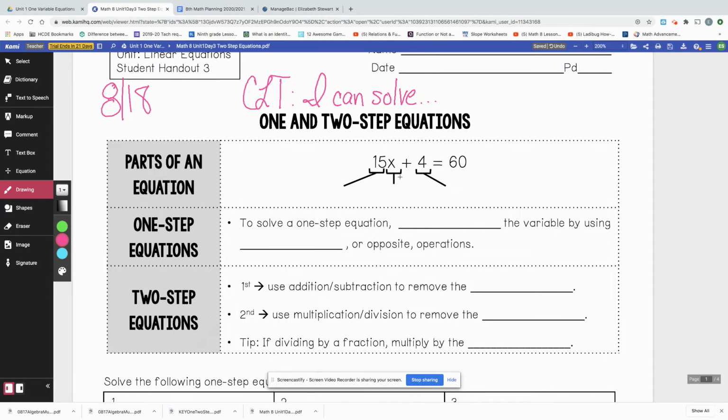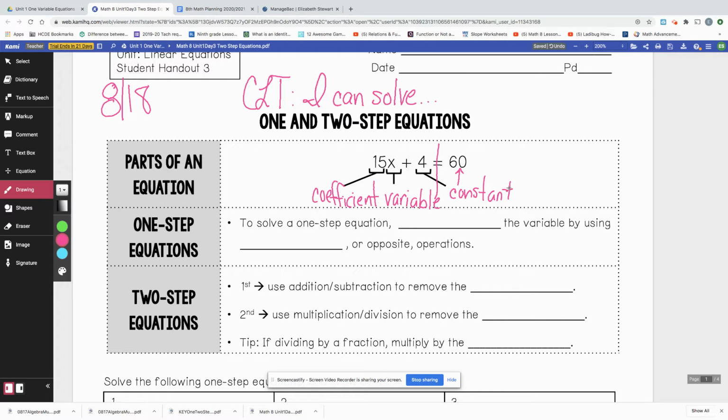So we have the parts of the equation. On the left side of the equation, we have two terms, one with a variable and the coefficient. And on the other side of the equation, the variable and the constant. And of course, this is also a constant, the 60 on the right side of the equation.